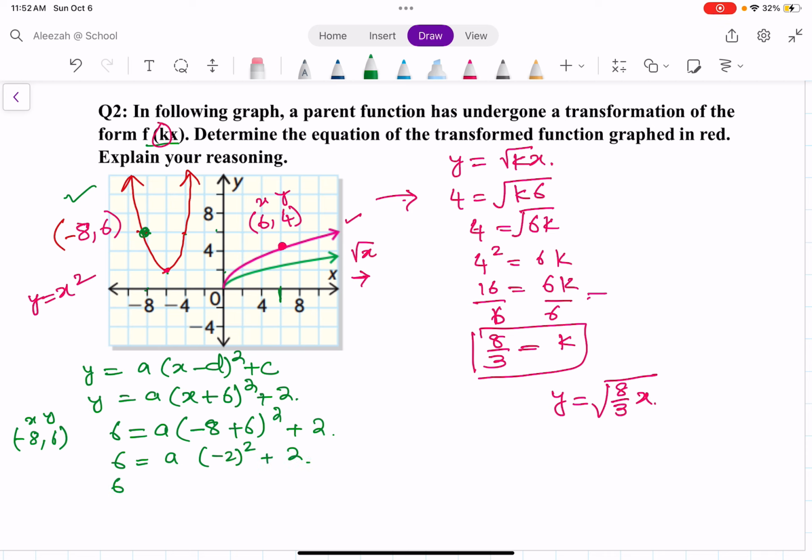So 6 minus 2 equals, that becomes 4a, right? So it means 4 equals 4a.